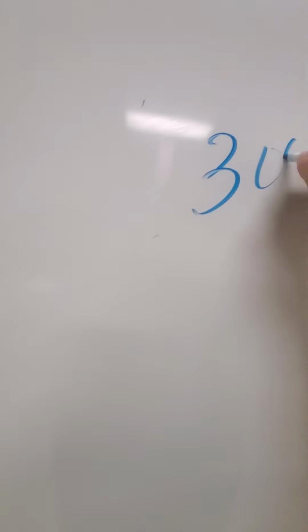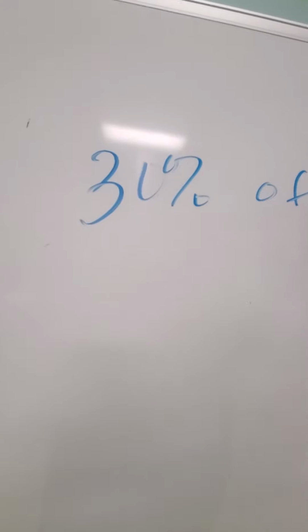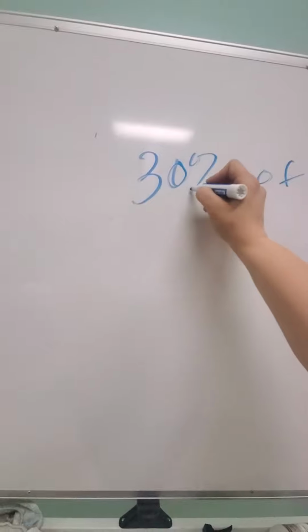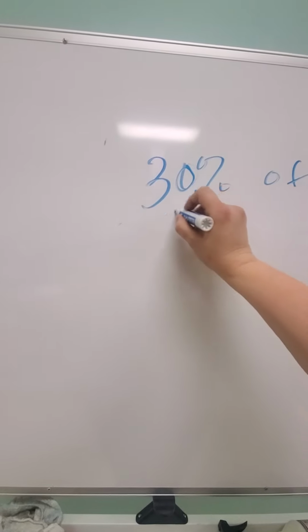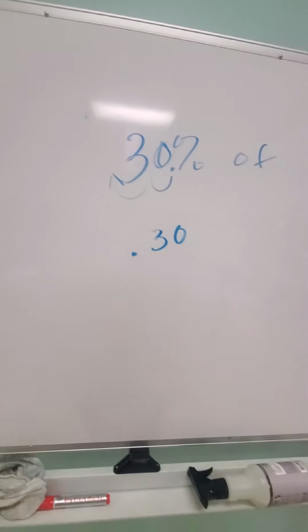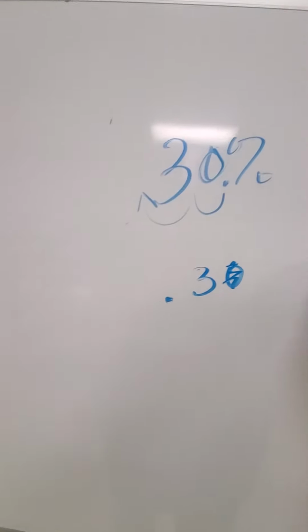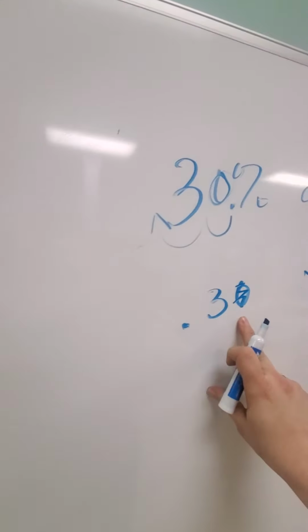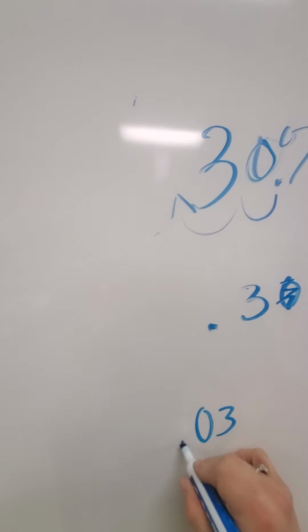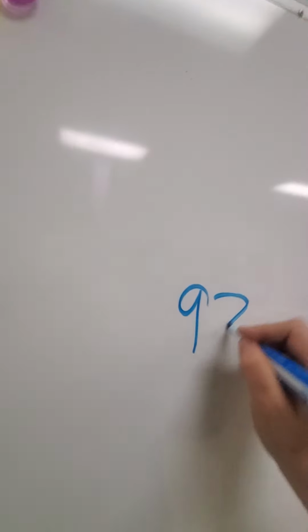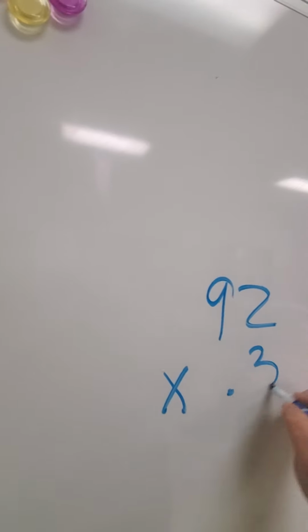Okay, so if I have 30% of, let's say, 92. I'm going to convert this to a decimal, move it over 1, 2. That's going to make it 0.30, or just 0.3, times 92. You can take a 0 off here. You could not take the 0 off if it was here, but because it's at the end, you can take it off. So this is 92 times 0.3.